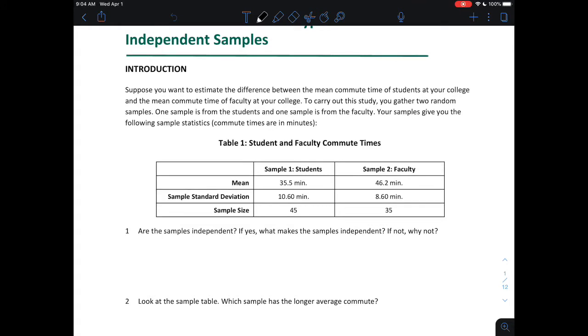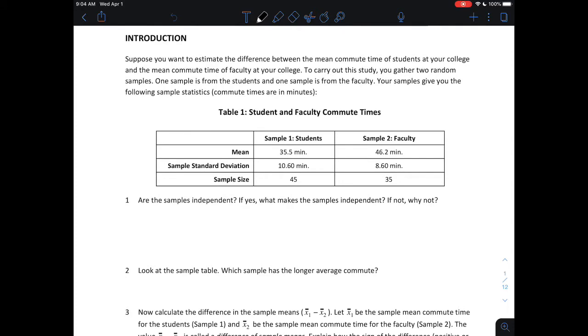And then we have these rows: the mean for both samples, the sample standard deviation for both samples, and the sample size for both samples. So for the students, the mean commute time is 35.5 minutes, the standard deviation is 10.60 minutes, and the sample size is 45. For the faculty, the mean commute time is 46.2 minutes, the sample standard deviation is 8.60 minutes, and the sample size is 35.